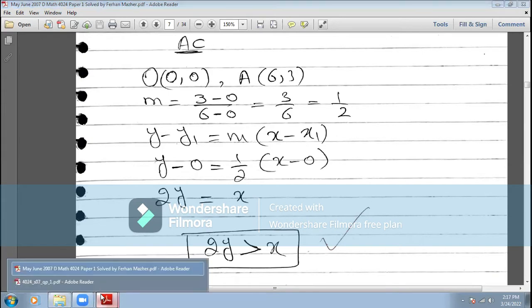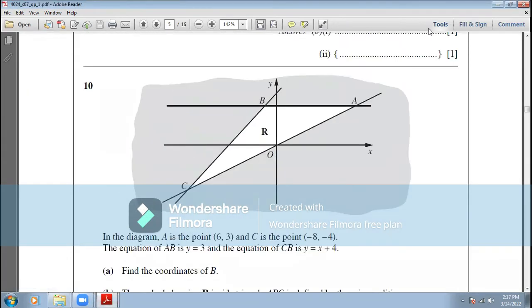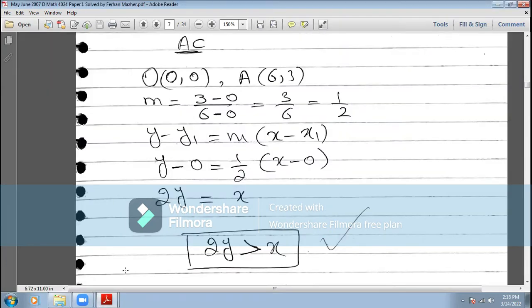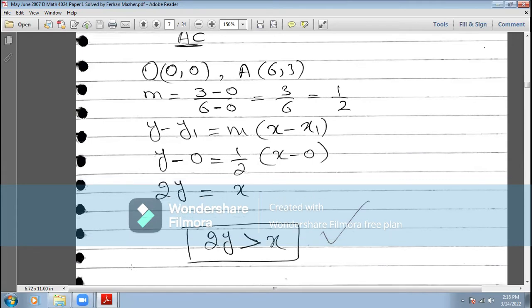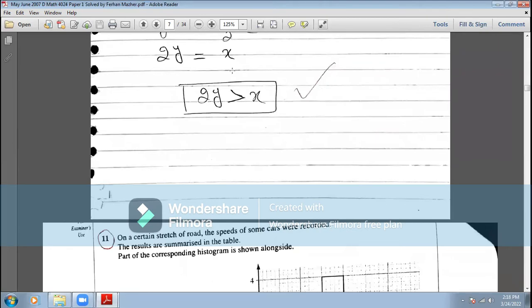Because that white area, let me show you, that white area is above the AC line. So in the place of equal, I will write inequality, and the crocodile's mouth will be towards the positive y. So these are the 3 inequalities. I hope you understand this question, a very important question.